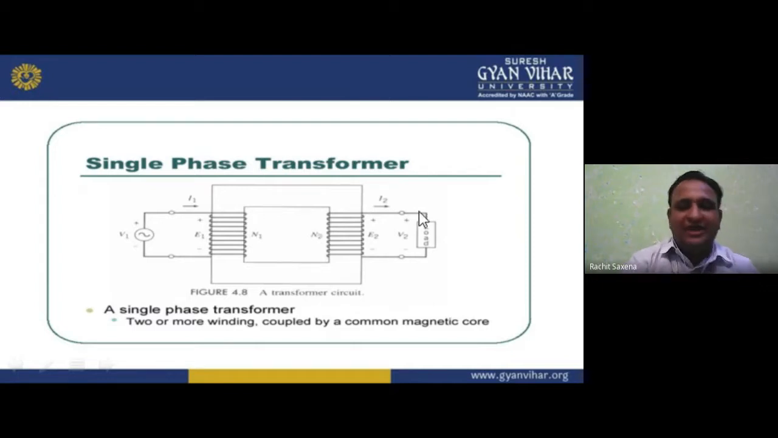So we can say in a single phase transformer the windings are magnetically coupled because of the common core, but electrically separated. Why is it so? Because we give electrical supply to the primary side and take the supply out from the secondary side, where we connect the load. So two or more windings are coupled by a common magnetic core. The single phase transformer has two windings.